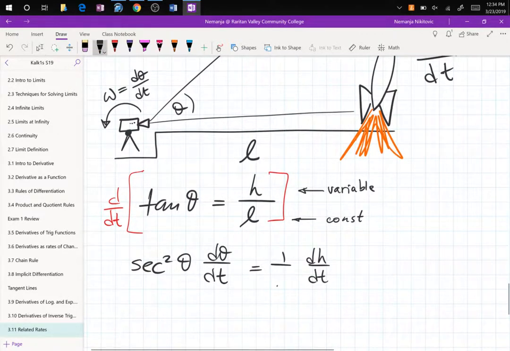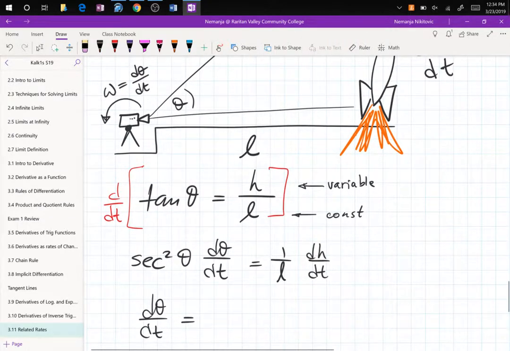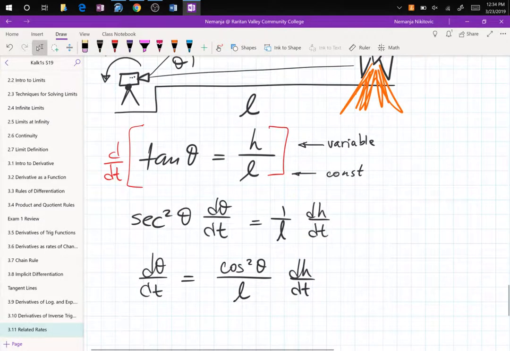This is L. So I need d theta dt alone, because that's what I'm programming in. And on the other side, secant becomes a cosine, so d theta dt equals cosine squared theta divided by L times dh dt. The only thing that we are not happy with is the theta over here.